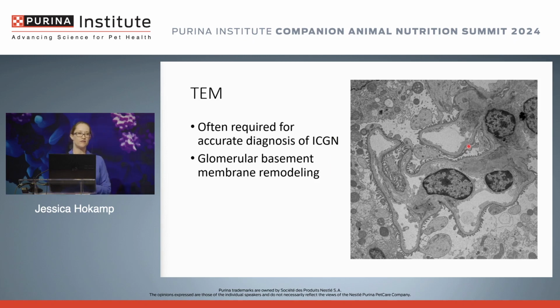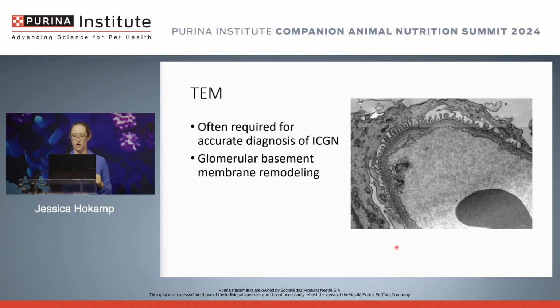Additionally, we have electron microscopy, which is again often required to provide that definitive diagnosis of ICGN. And this really helps us with looking at glomerular basement membrane remodeling and the presence, again, of immune complexes. And this is a gorgeous set of capillary loops here that is normal in a normal dog.